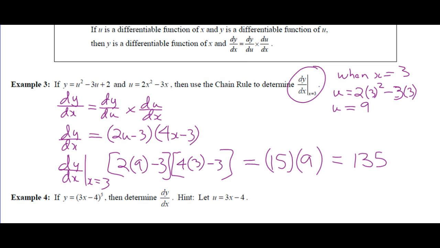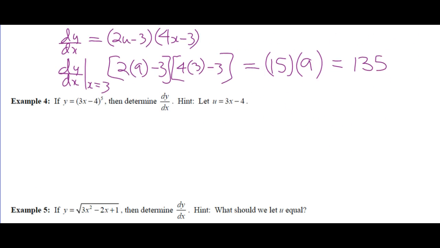So this was a specific thing, right? Otherwise we'd be putting u in terms of x into here, and we could work out a general formula for dy by dx, okay, which we don't need, right? We're just asked specifically, what's dy by dx when x is 3?